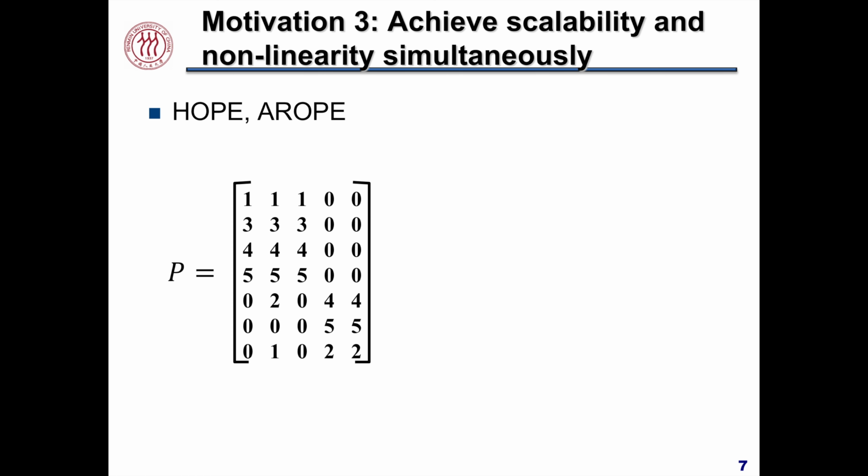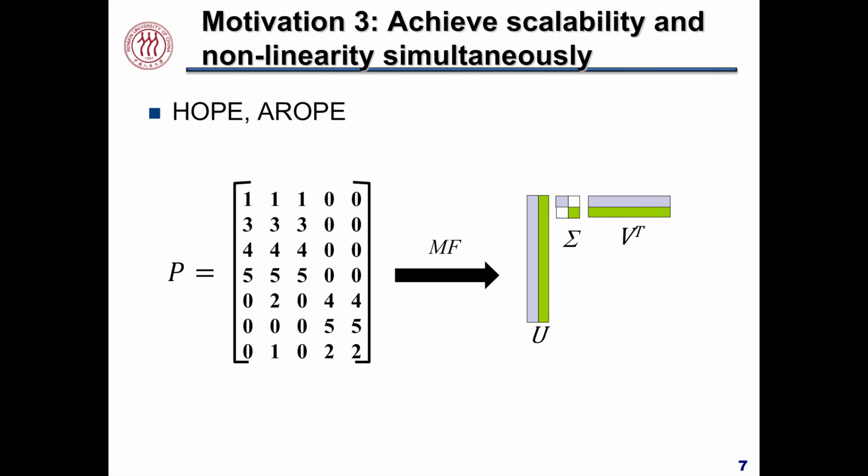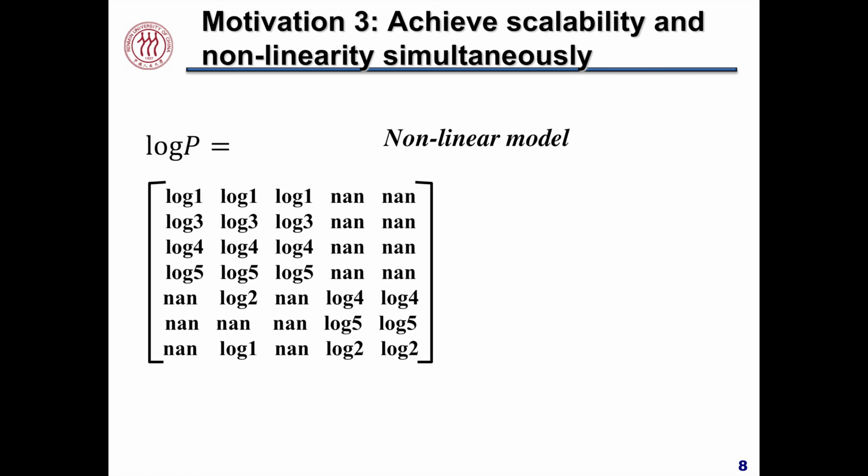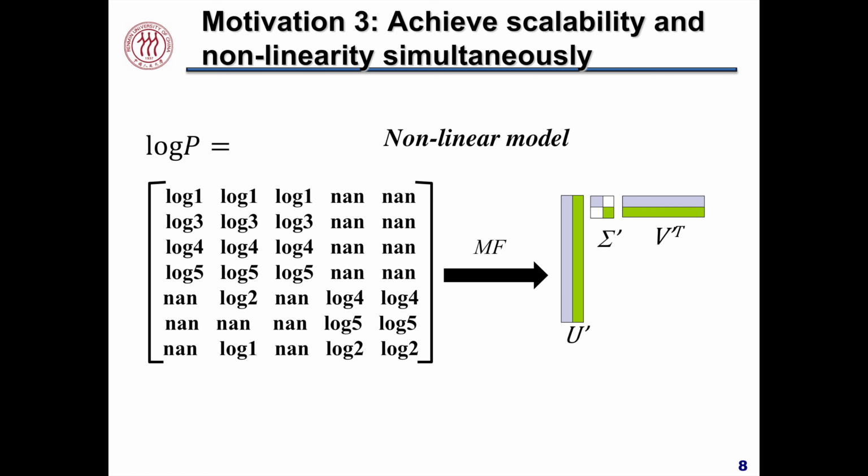Finally, existing factorization methods cannot achieve scalability and non-linearity at the same time. HOPE and AROPE avoid n-square time complexity by decomposing a sparse matrix that is closely related to the proximity matrix without explicitly computing it, so they are linear models. However, we want to perform nonlinear operations, such as logarithm, to increase inductive strength. The key point is how to compute the matrix with time complexity of the number of non-zero entries instead of n-square.